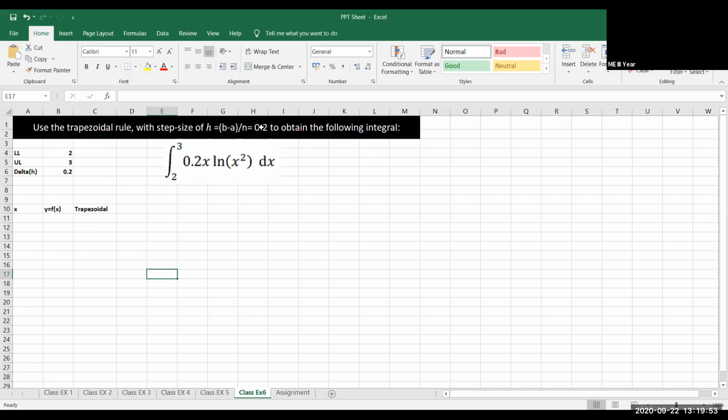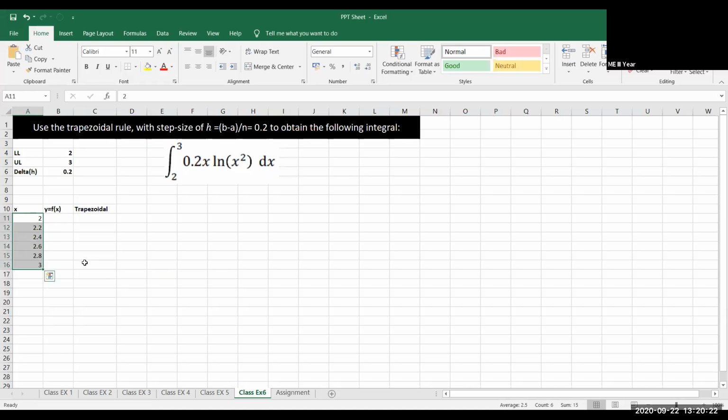Here the h value is already given, so there is no need to find the delta value. In this formula n is not given, only the h value is given directly, so it is not required. So x will start with 2, because the lower limit is 2. The next value will be 2 plus 0.2, so 2.2, and it will go up to 3.